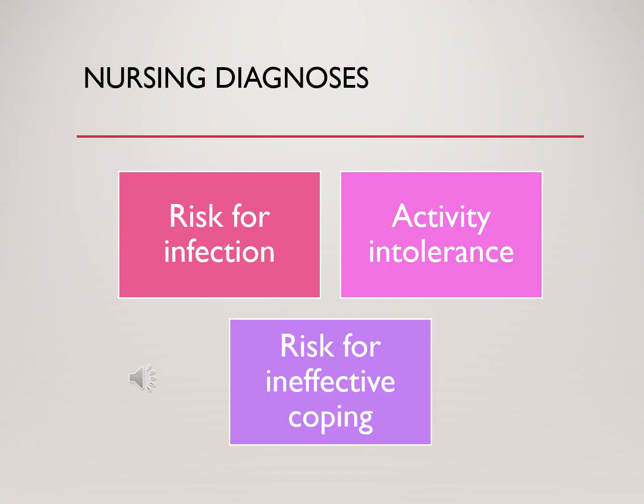What are some of the nursing diagnoses we consider when treating this population? Risk for infection is related to bone marrow involvement and the adverse effects of treatment. Activity intolerance is related to anemia caused by bone marrow involvement. Risk for ineffective coping related to diagnosis and lifestyle changes that are needed to accommodate treatment.